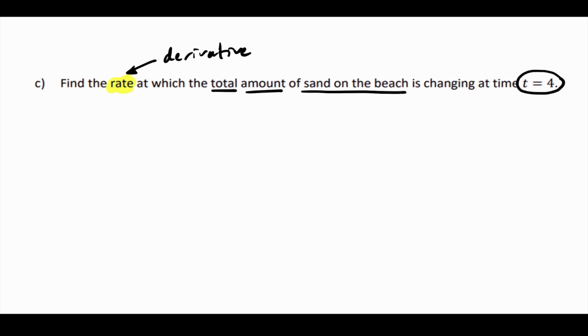So the rate of what? In other words, the derivative of what? What else is up there? Okay, so why did I underline that? We know why I highlighted rate, because I know I need a derivative. Are we going to be using the same equation from letter B? So does total amount of sand sound familiar in this problem? Where did you see total amount of sand?